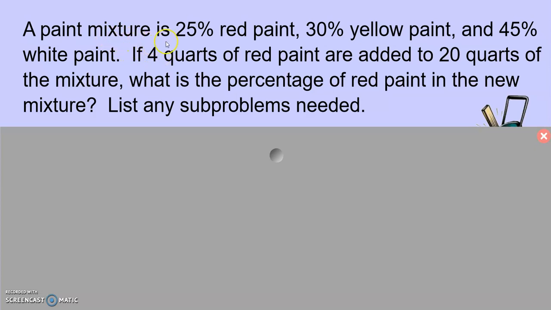But anyways, if 4 quarts of red paint are added to 20 quarts of this mixture, what is the percentage of red paint in the new mixture? So basically I take 20 quarts of this mixture and I add more red to it. I'm taking that lightish orange mixture and making it more red by adding 4 quarts of red paint. So I want to figure out what is the percentage of red paint in this new mixture. So let's take a look at some sub-problems.